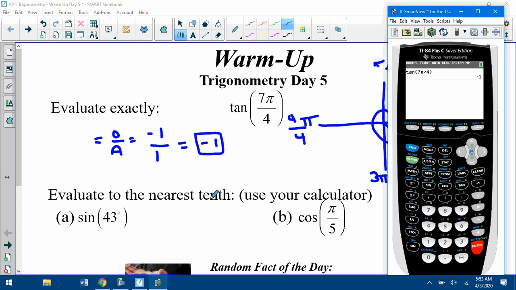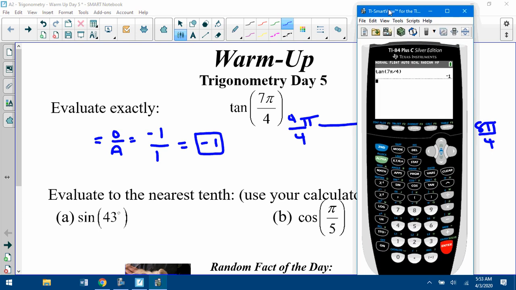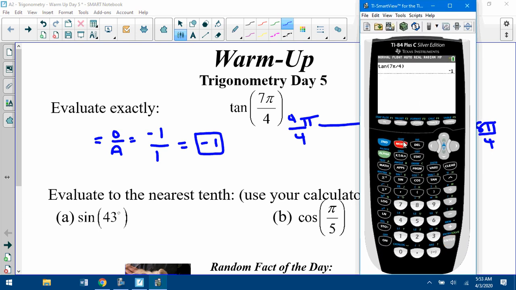If I want to evaluate to the nearest tenth, sine of 43, again, 43 isn't a special triangle, so there's no way to draw it out like this. I'm in the first quadrant, but I wouldn't know the sides. I can change to degree mode, because this is 43 degrees, and I would just type sine of 43. It's as easy as that. 0.681, so nearest tenth, 0.7.